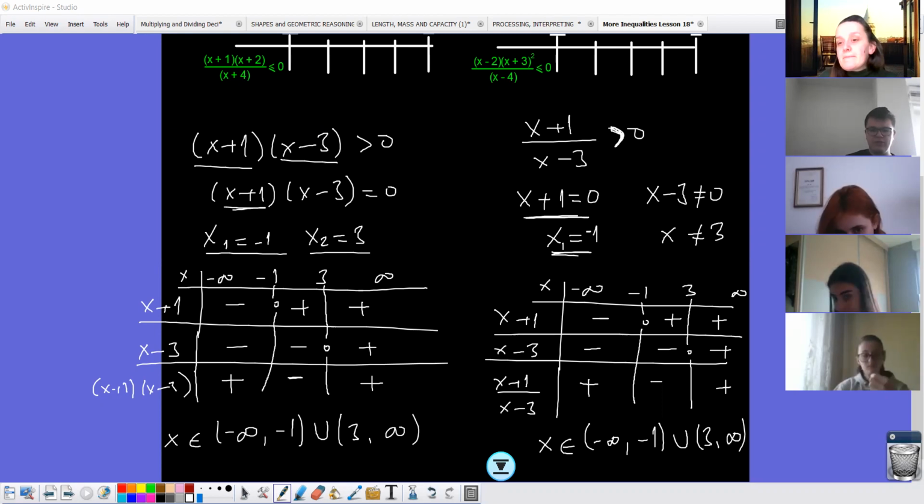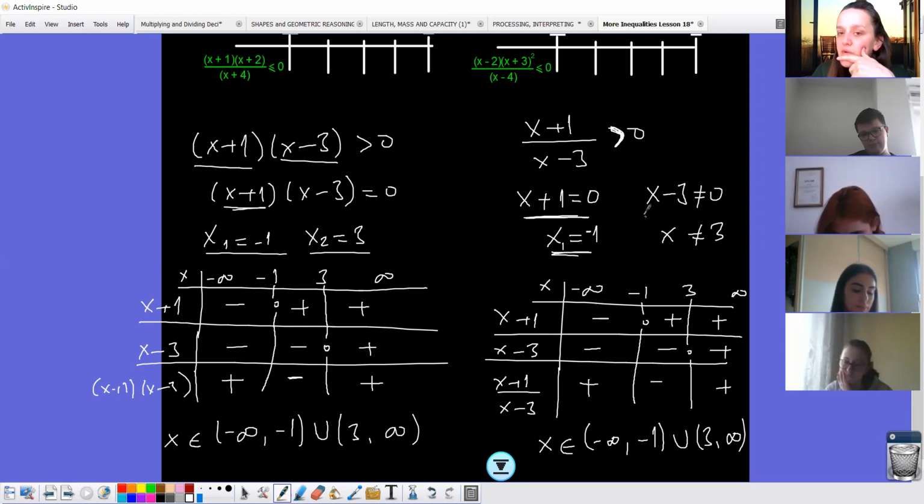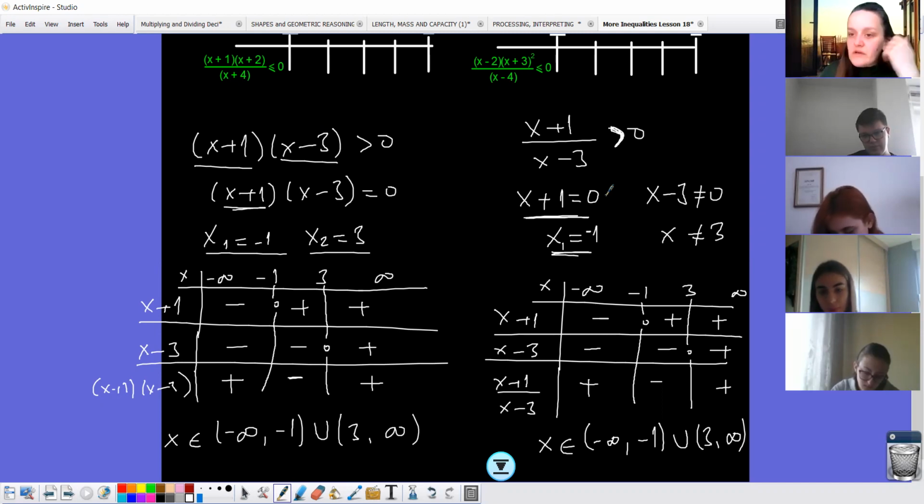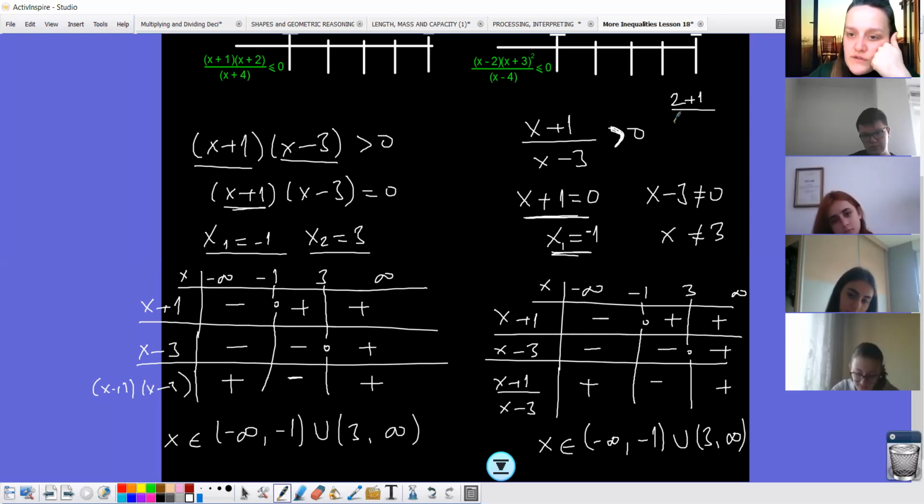Teacher, why do we write the 3? As I said, the 3 will change the sign. For example, when you have roots, 3 is not included at all. But if I have a value like, let's say, 2. So what will be 2 plus 1 over 2 minus 3? Then it will be 3 over minus 1. And then 3 over minus 1 is minus 3. This is less than 0. It's not greater than 0. Then 2 cannot be our solution.